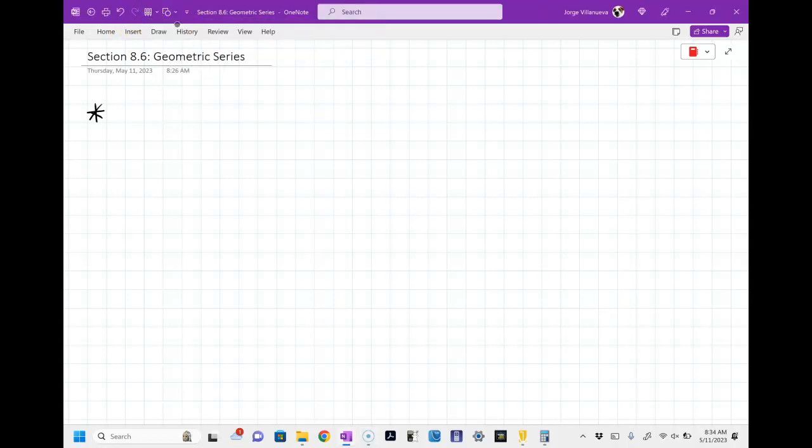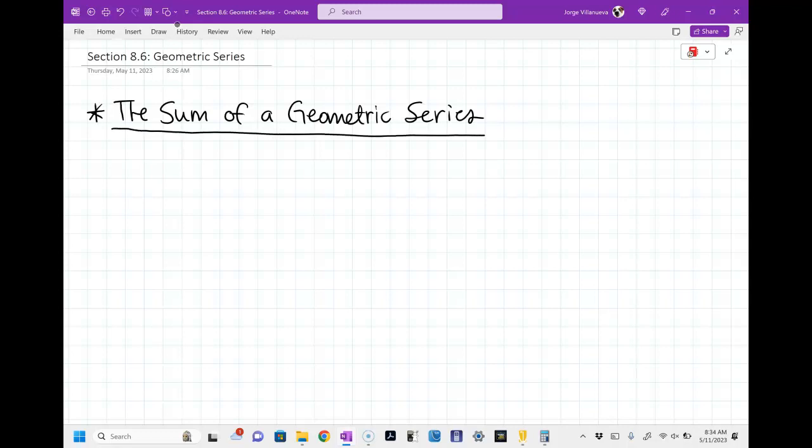So, the sum of a geometric series. Now there's actually, and I'm gonna put something right here so that way I can kind of make my point. There's actually two of them, okay? There's a finite geometric series and an infinite geometric series.